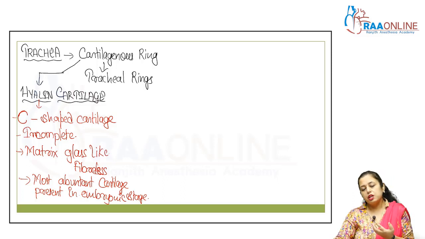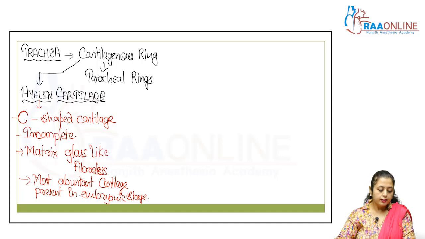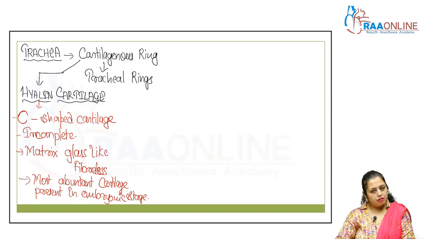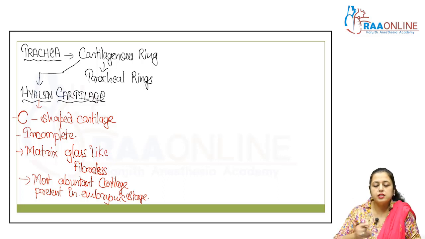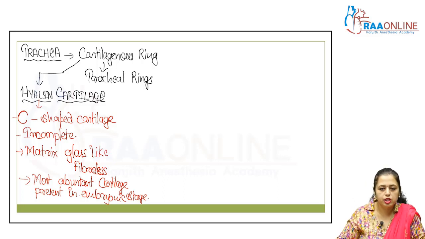The nasal passage is made up of three types of bones: the maxilla, that is the upper jaw bone, the vomer, and the ethmoid. In that manner, the nasal passage works. That's why we said that hyaline cartilage is present in the nasal septum, which is incomplete C-shaped cartilage.